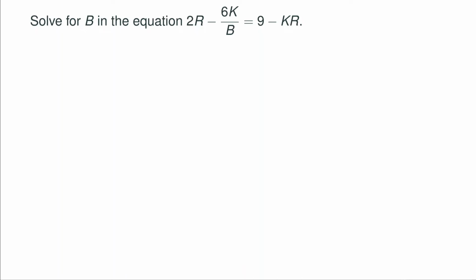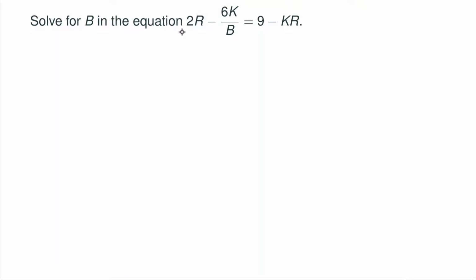Solve for b in this equation. Solve for b means we want to isolate b, so our final answer should be b equals something. What we have to do is isolate the term with b first. That means that negative 6k over b should be on one side of the equal sign, and everything else should be on the other side.